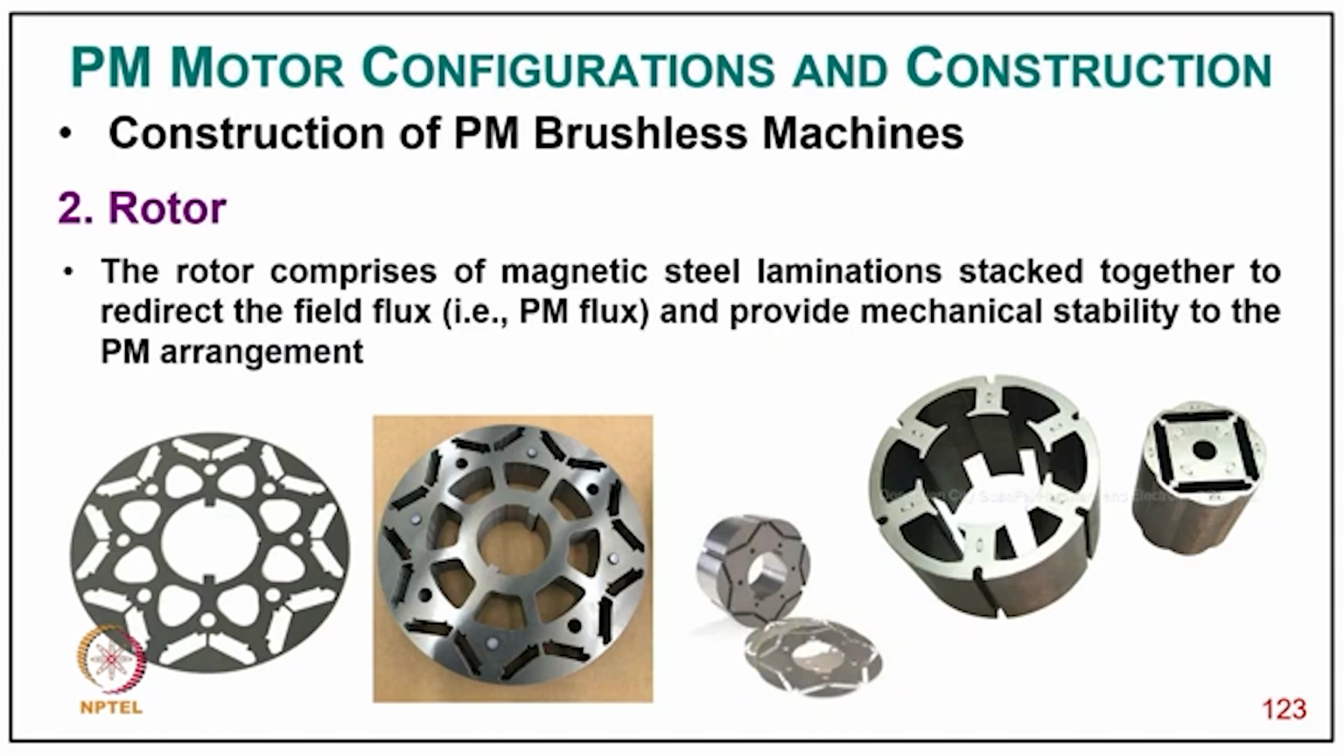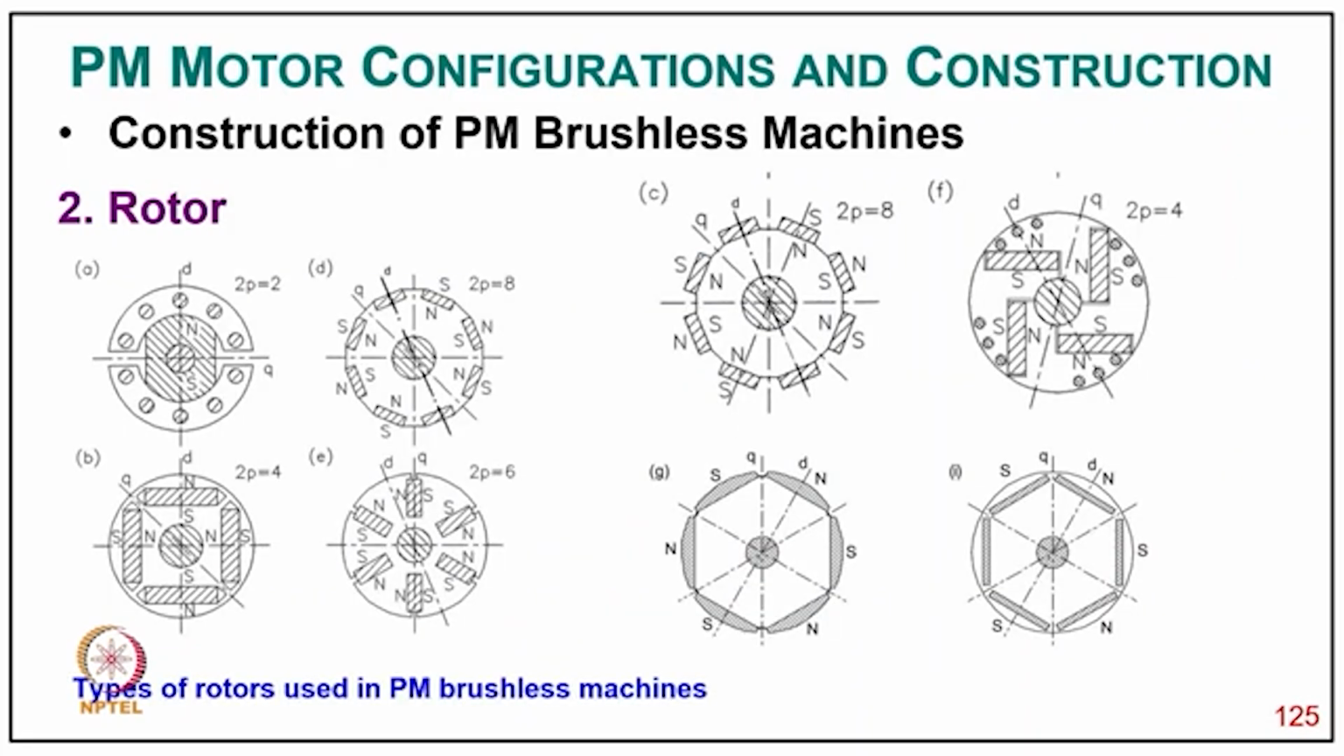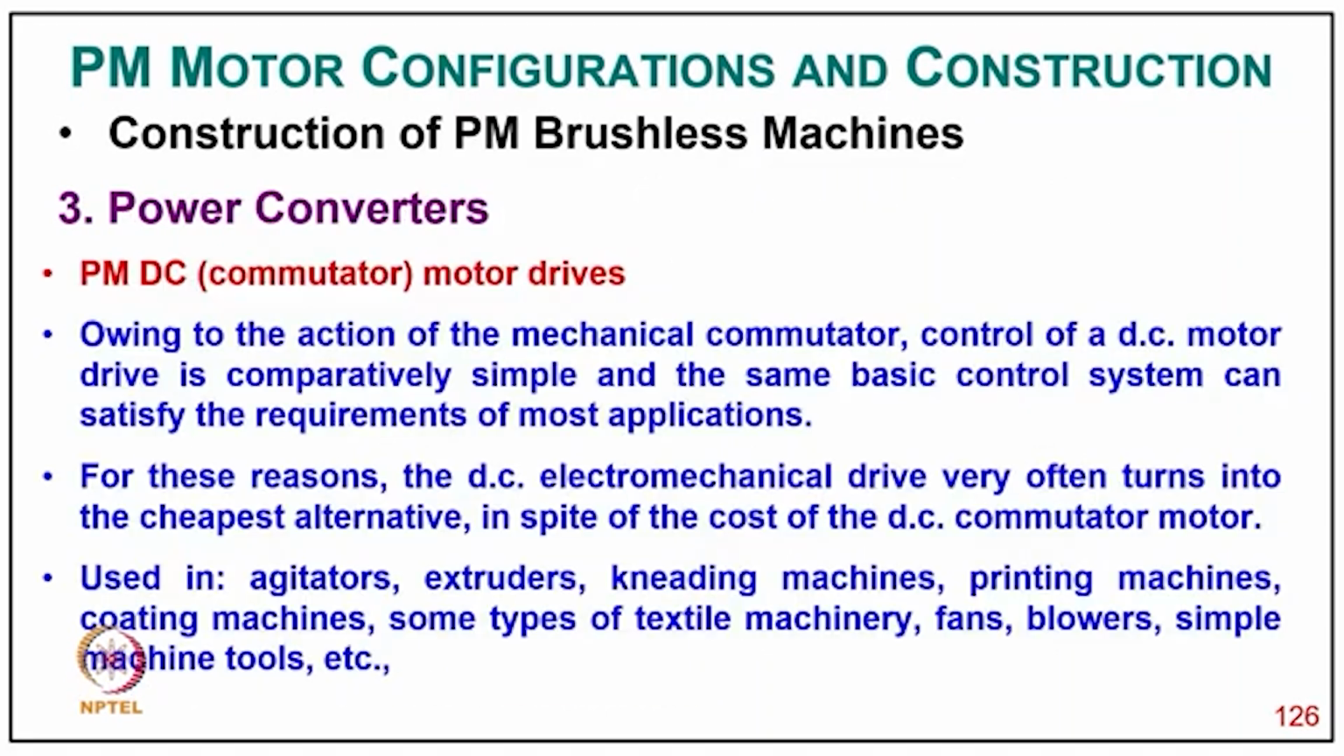So there is a lot of innovation in it, where the flux barriers are created to provide saliency as well as the reluctance torque along with the permanent magnet torque, and that provides field weakening as a saliency in this case. So you can see the assembled rotor showing the permanent magnets and the sleeve for protecting them. And you can see the different kinds of rotor construction used here, either interior buried magnet or surface mounted magnet. You can see how the magnets are buried or put on the surface. For lower speed and high speed, we bury the magnet.